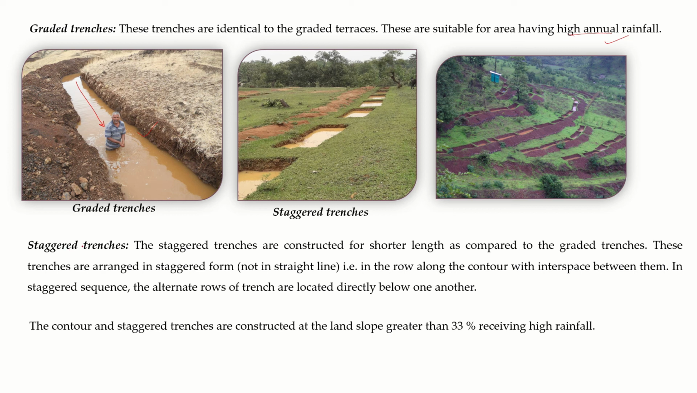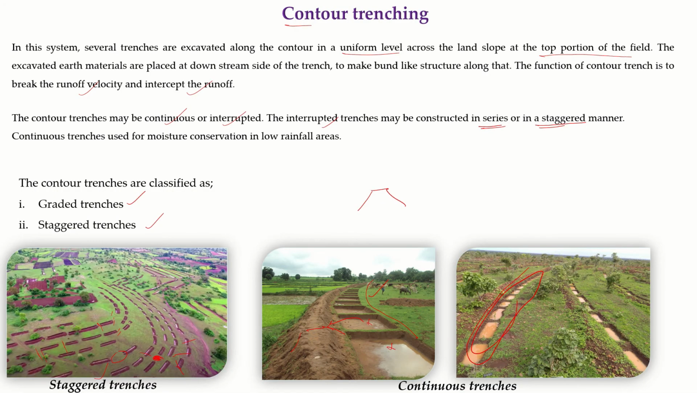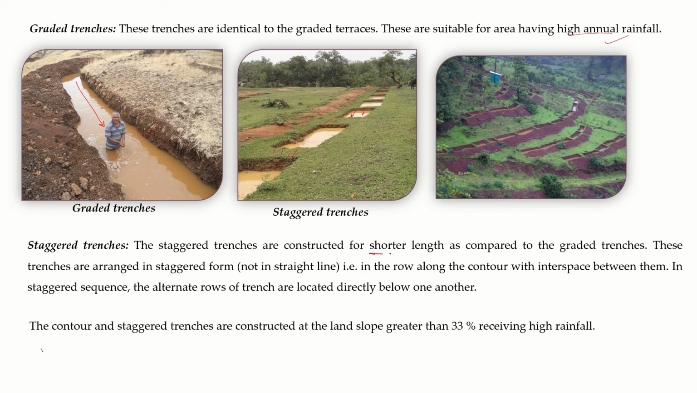The staggered or interrupted trenches are here. See, a large gap has been provided between the trenches. This is one complete row, and in another row a gap has been provided, meaning these two rows are not exactly below or parallel. Staggered trenches are constructed for a shorter length. See here, a shorter length has been constructed compared to graded trenches.